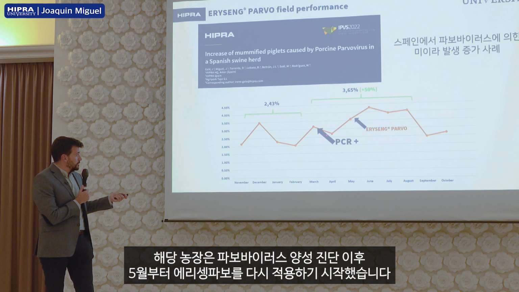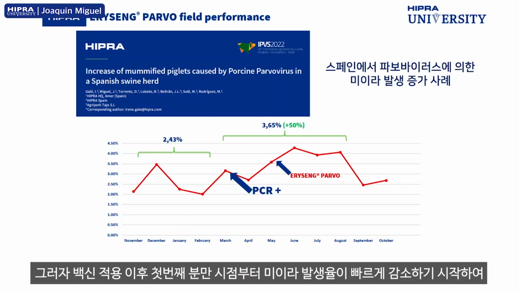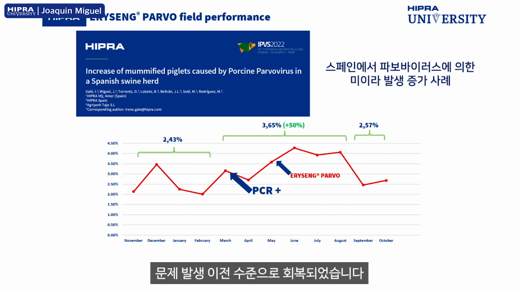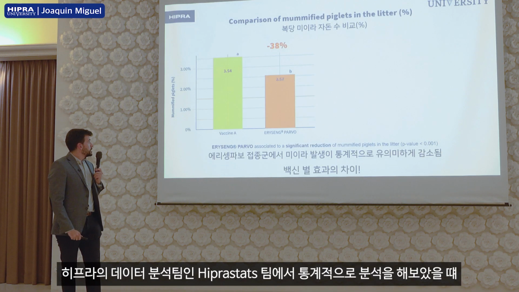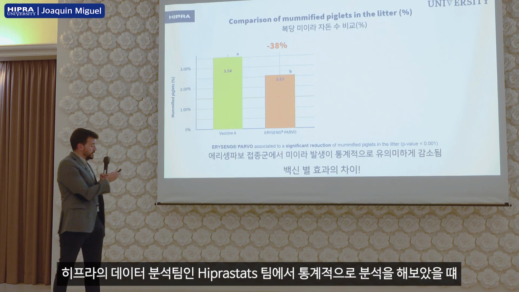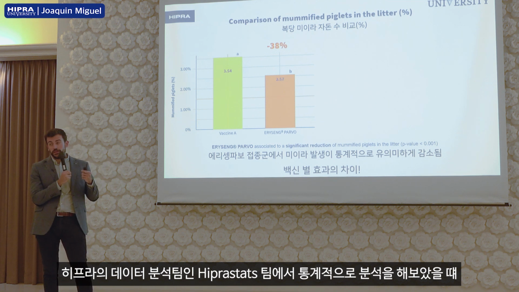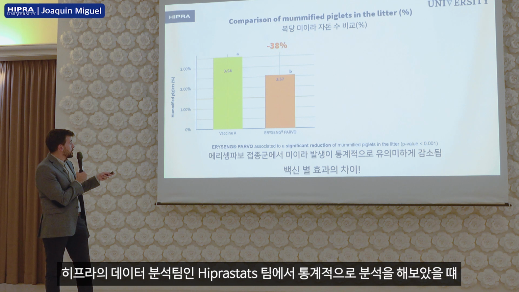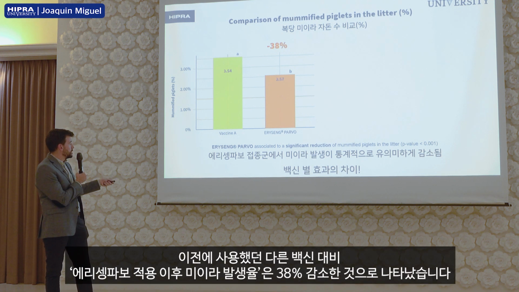Okay, this farm, after the positive diagnosis, started to vaccinate with Erysenparvo again in May, and during the first farrowings after the vaccination with Erysenparvo, the percentage of mummified piglets decreased radically. Okay, we recovered the previous percentage of mummified piglets before the outbreak. Here we see the data. We did a statistical analysis with our technical team from Hipra headquarters, and we compare here the 2 periods, using the previous vaccine and Erysenparvo, with a reduction of 38% in the rate of mummified piglets.